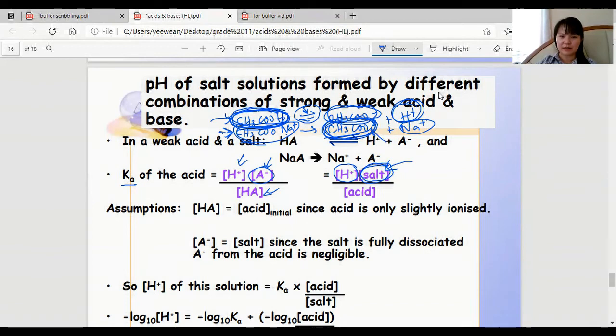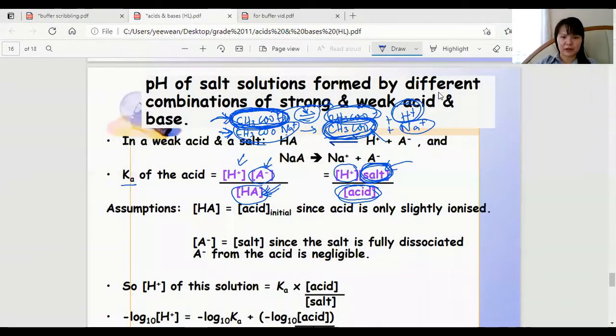So I'm just going to take the concentration from the salt. And since the weak acid dissociated so little, when we want this value at equilibrium, we're just going to take the concentration of the initial acid, knowing that the dissociation is so little, a lot of it is still CH3COOH. So these were the assumptions that we make.